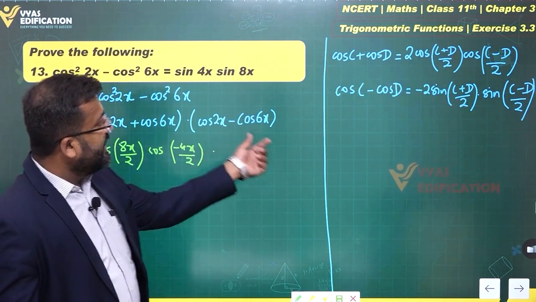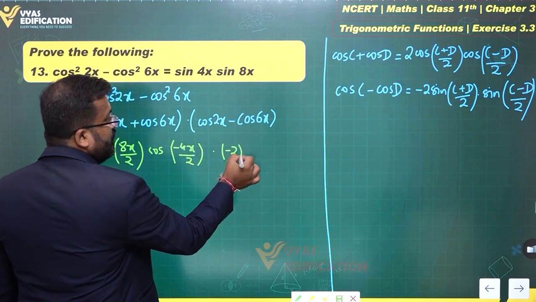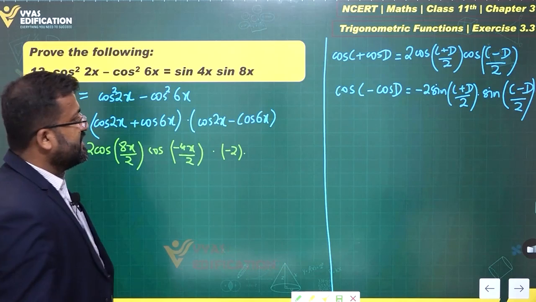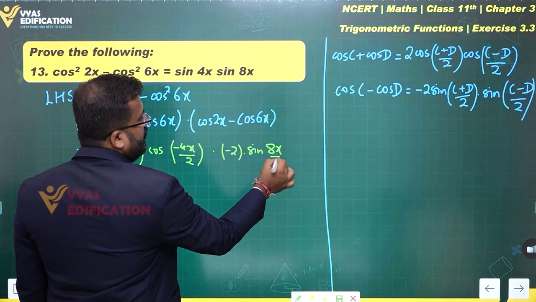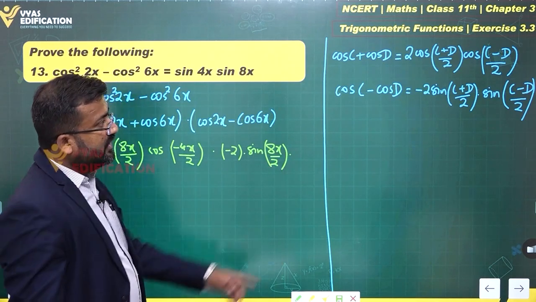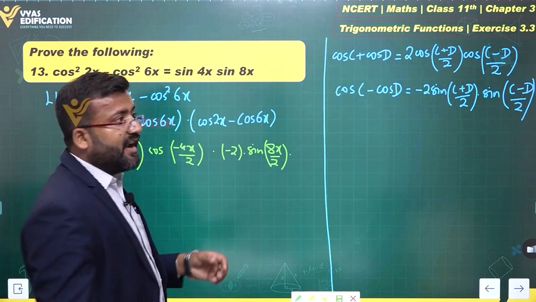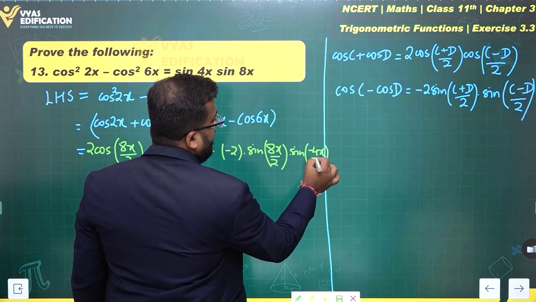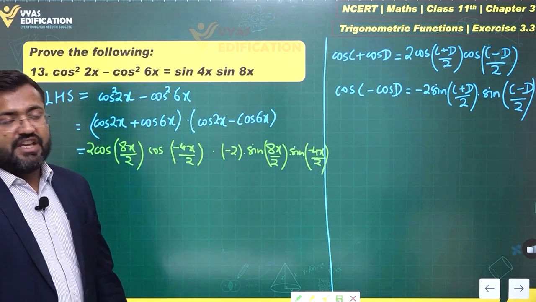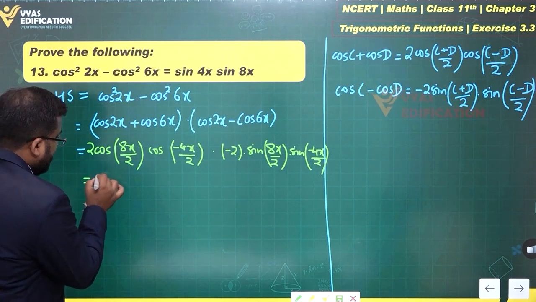This cos c minus cos d is again minus 2 times sin of c plus d by 2. Now c plus d is 8x, so 8x by 2. And what about the other one? Sin of c minus d. C minus d, 2x minus 6x, would be minus 4x. So this is sin of minus 4x by 2. This is what you have. Okay. What else? Let's write this again.